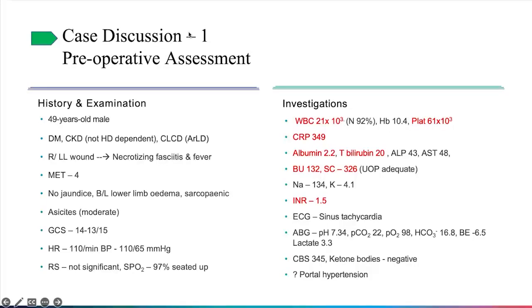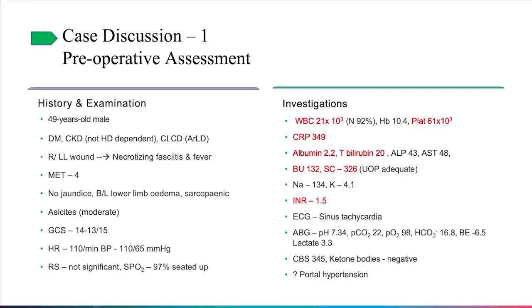Right. So both of these cases we did last week. The first one was a 49-year-old male, a known patient with type 2 diabetes, CKD but not dialysis dependent, and alcohol-related chronic liver cell disease, who defaulted treatment. He presented with a right lower limb wound. Later we diagnosed necrotizing fasciitis, and the patient had fever as well.